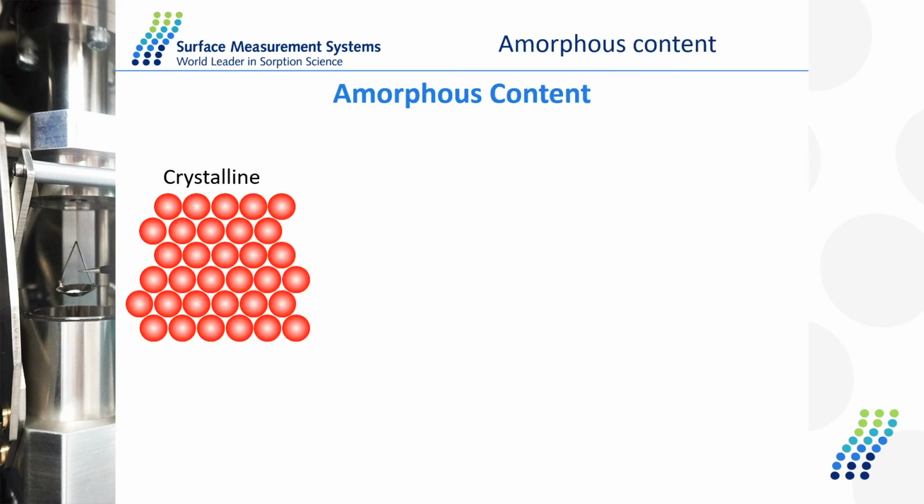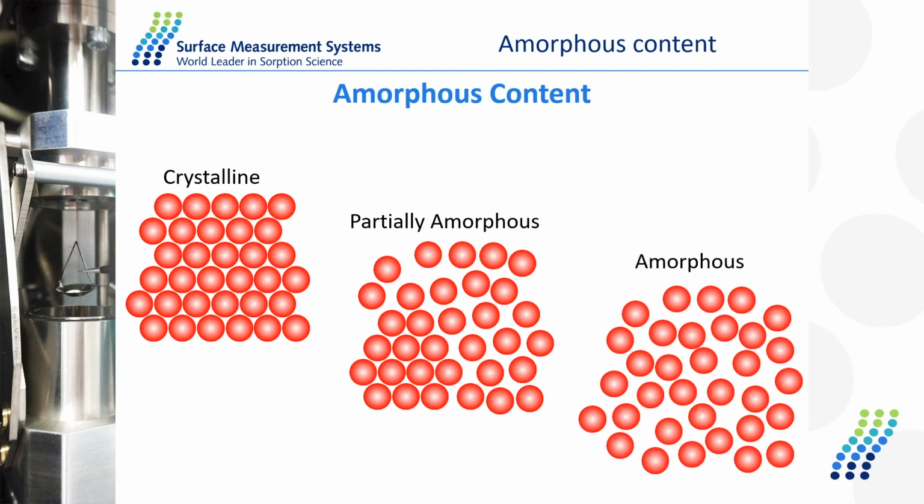Obviously, whenever a company is studying a material that contains a certain percentage of amorphous content, it is never looking at a purely amorphous material or a purely crystalline material. Most of the time, what we are looking at is a partially amorphous material, and what we are interested in is determining the percentage of amorphous content in the material that we want to study.